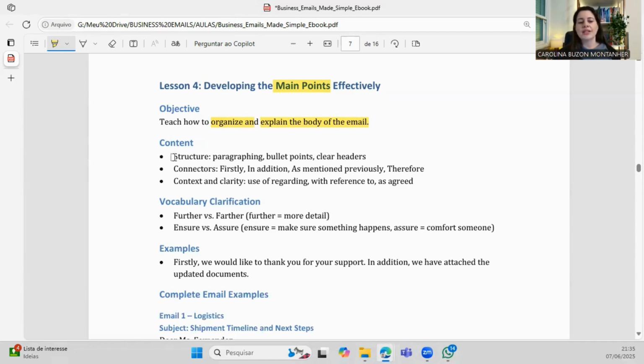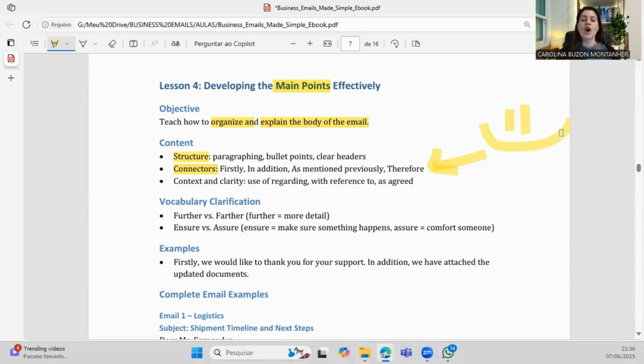Look at the content. We are going to learn the structure: paragraph, bullet points, clear headers. We have connectors, and here I want you to pay careful attention. Firstly, in addition, as mentioned previously, therefore, they are really important connectors. When you use connectors in English, you make gringos happy because they understand your thoughts. Remember, if you are an English learner, you know that English is very objective. We don't have these round and round conversations as we do in Portuguese, so be clear.